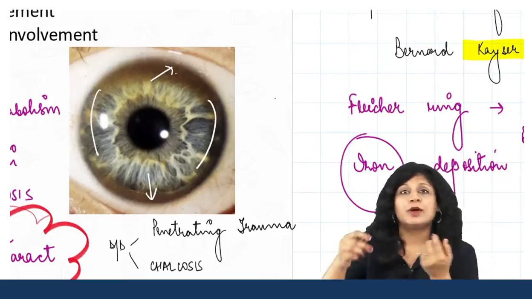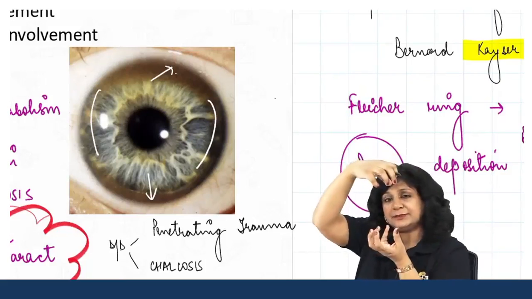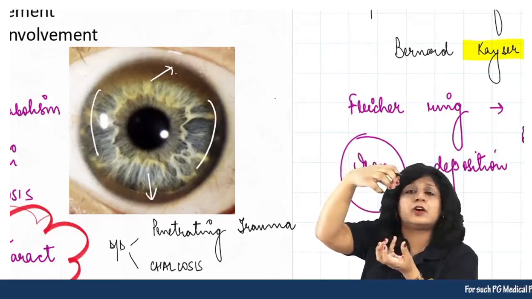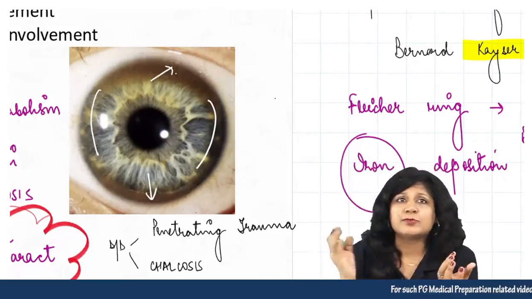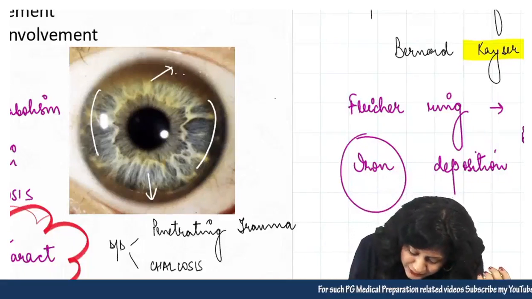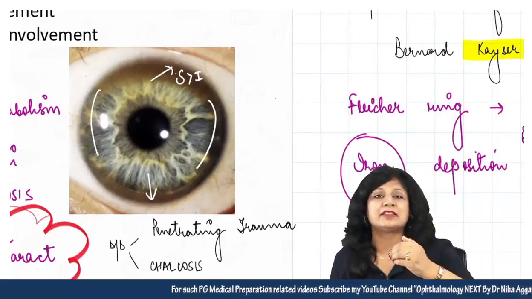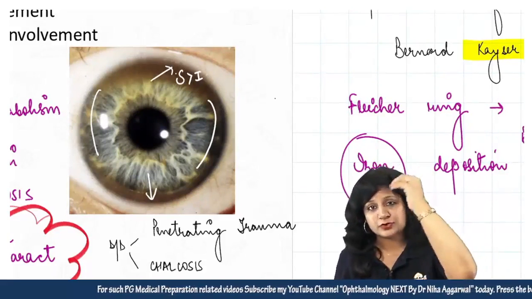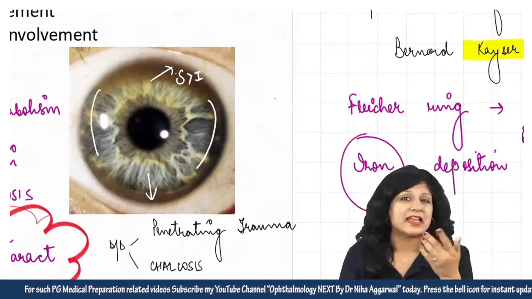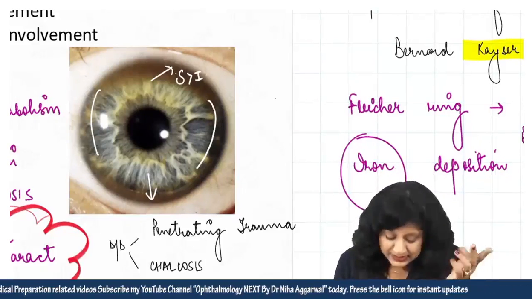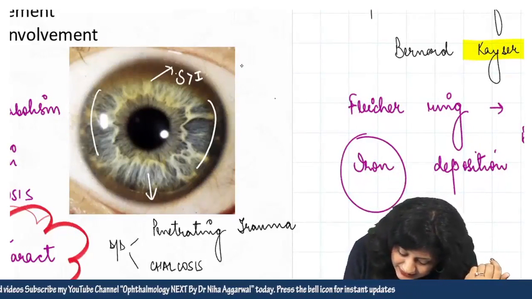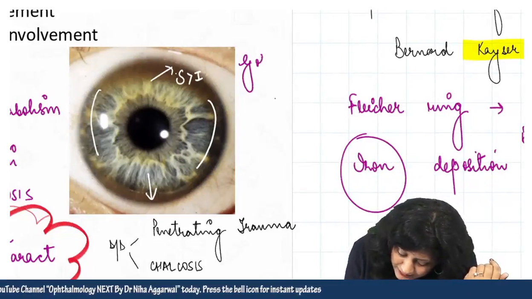So first you are getting these vertical, the superior and inferior. First it is superior and then it is inferior. So deposition is taking place in this order. It is first superior, then inferior, and then the nasal and temporal. So this is the absolutely correct answer, and its color is golden brown.